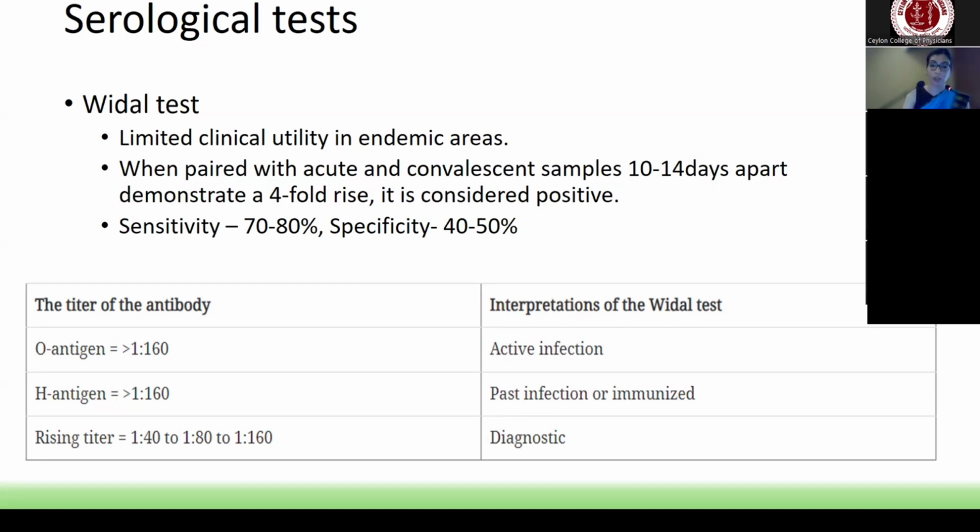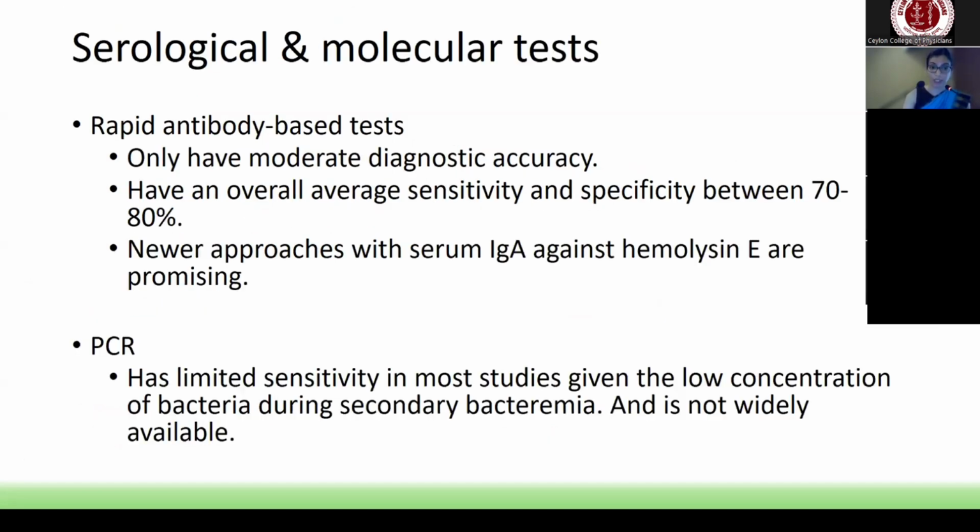Other serological and molecular tests: the rapid antibody-based test only has moderate diagnostic accuracy, and it has an overall average sensitivity and specificity between 70 to 80%. And there are newer approaches studied with serum IgA against hemolysin E, and they seem promising. PCR has limited utility in most studies with low concentration of bacteria during secondary bacteremia, and it is not widely available.